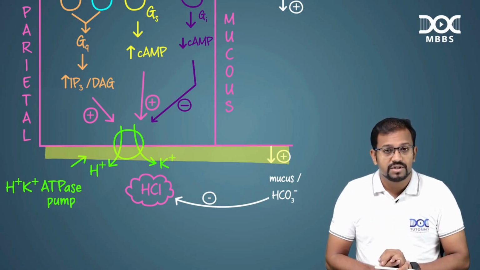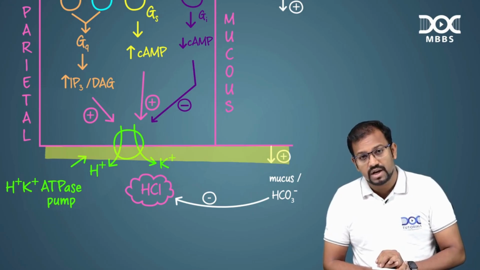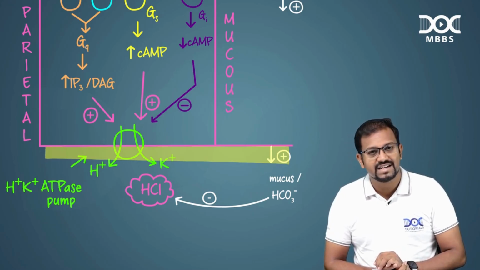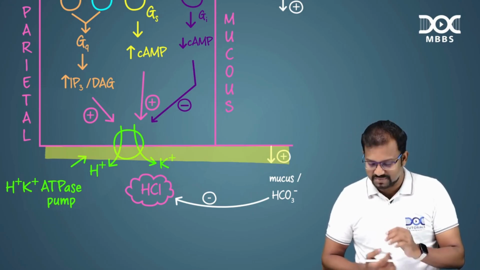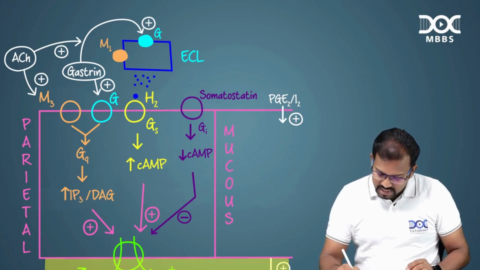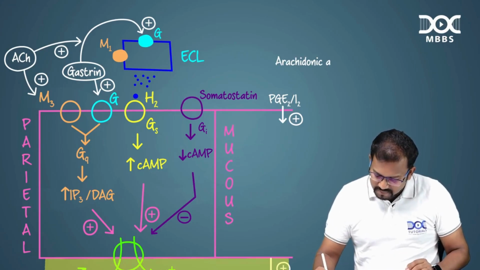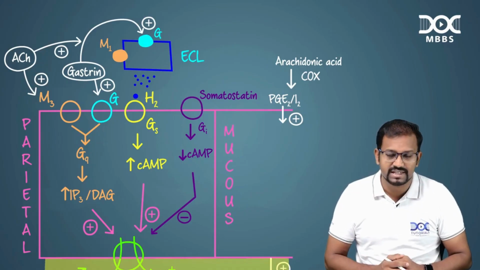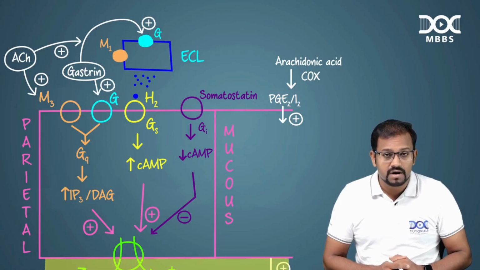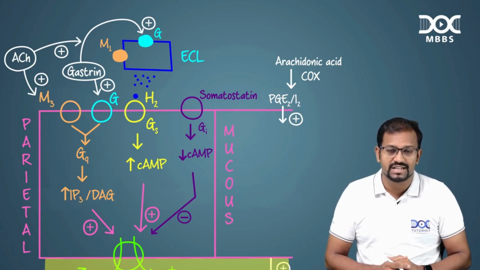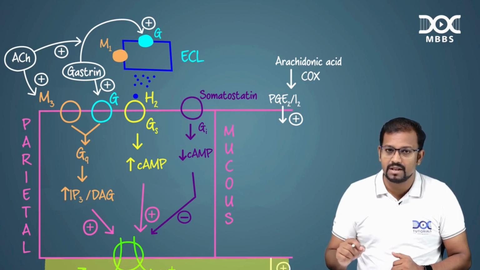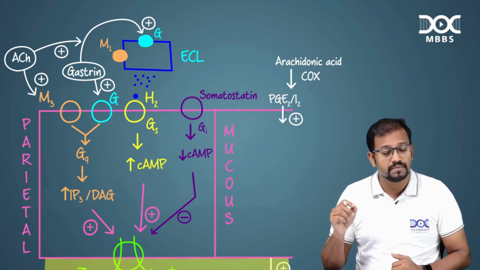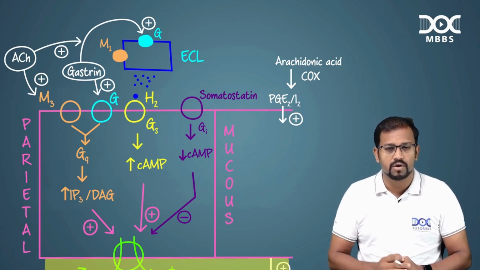Now, what are the stimuli for the release of prostaglandin E2 and I2? From where are they getting synthesized, guys? Arachidonic acid. Remember, we explained that previously. Prostaglandin E2 and I2 will be synthesized from arachidonic acid with the help of an enzyme called cyclooxygenase. Now, we have some drugs which might inhibit the cyclooxygenase enzyme. If the cyclooxygenase enzyme is inhibited, what will happen? Prostaglandin E2 and I2 will not be synthesized. Mucus and bicarbonate production will be compromised.